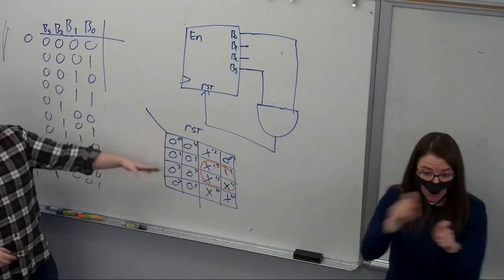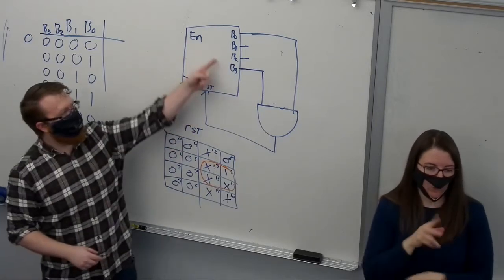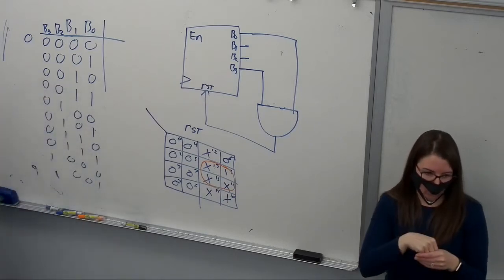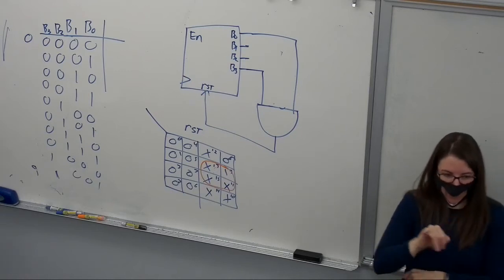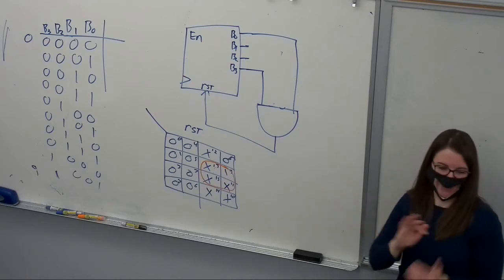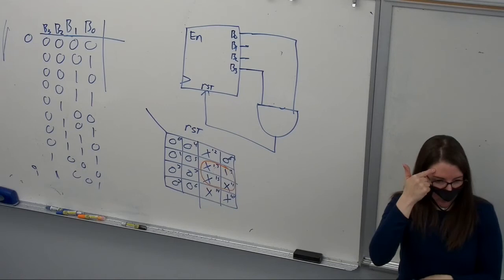If you finish off the K-map, you get B0 and B3, right? So as long as we set our K-maps up correctly, that is how we're going to figure out the logic for when to reset.